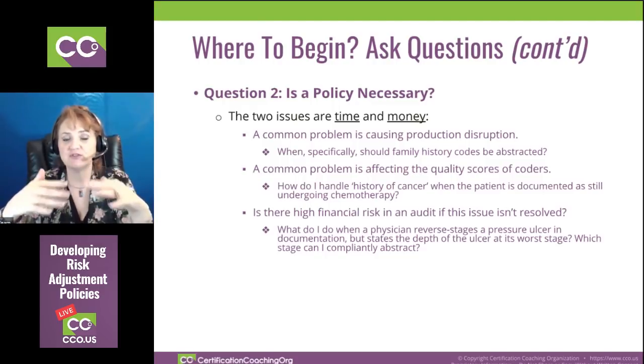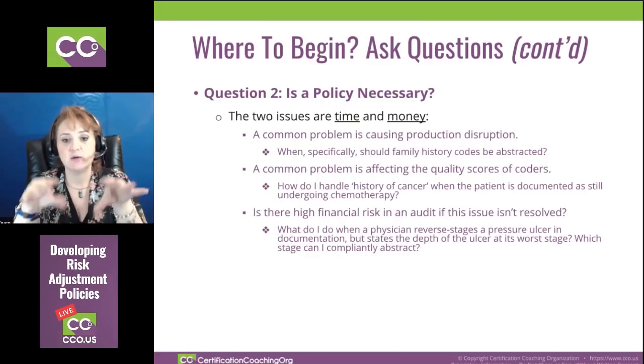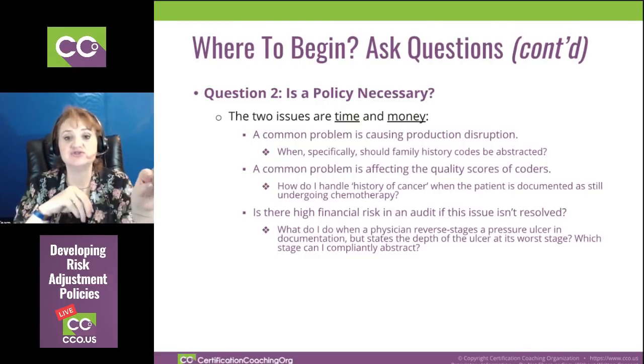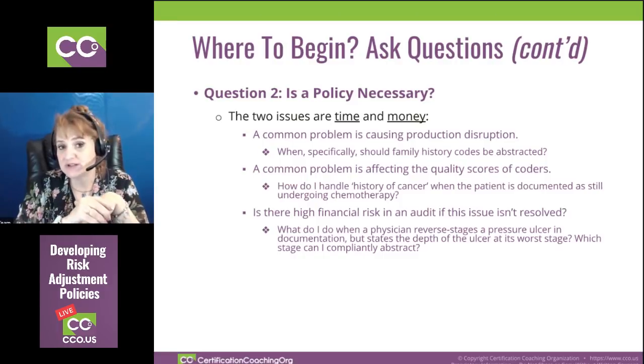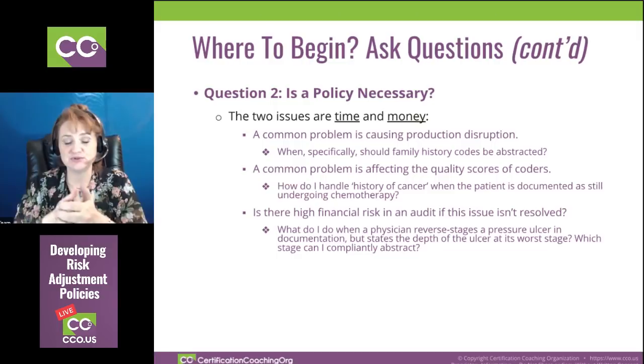But we're showing good faith effort in that when we have anything that's ambiguous, we have a policy in place so that we're consistent. So we're not doing something wrong on purpose to cheat or to do fraud and abuse. Instead, we're trying to be compliant.